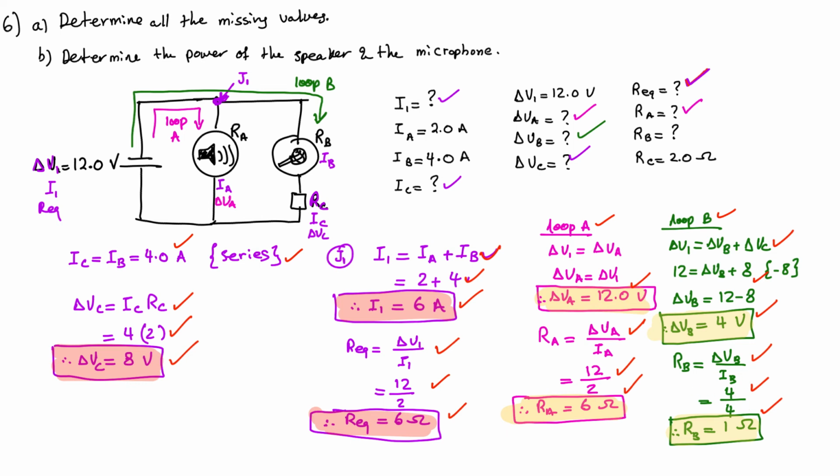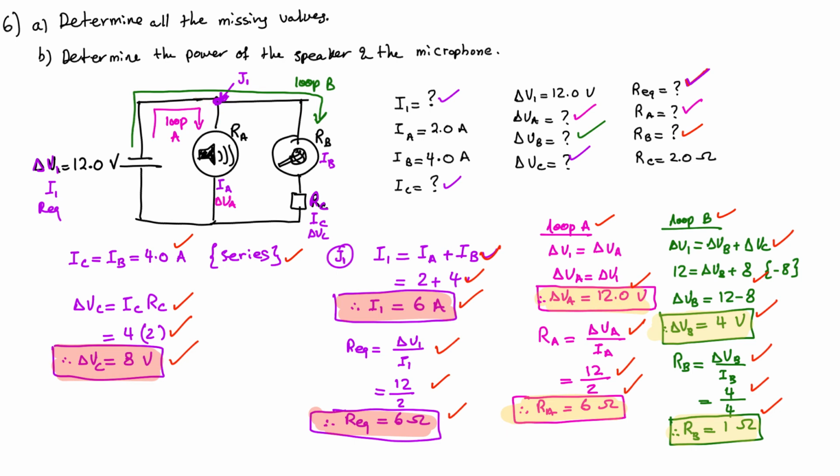Now I have all the information I need. I have RB, so all of these things are done. Sometimes I go back and check and make sure that my current is working. So I know that the current across here was I1, which I found to be 6, and since that's split, some of it goes here. So IA I found to be, oh sorry, I have that value as 2, and the other one is 4, so that makes sense.